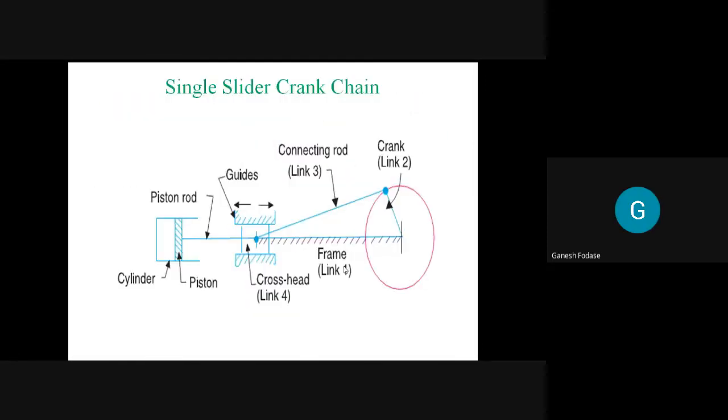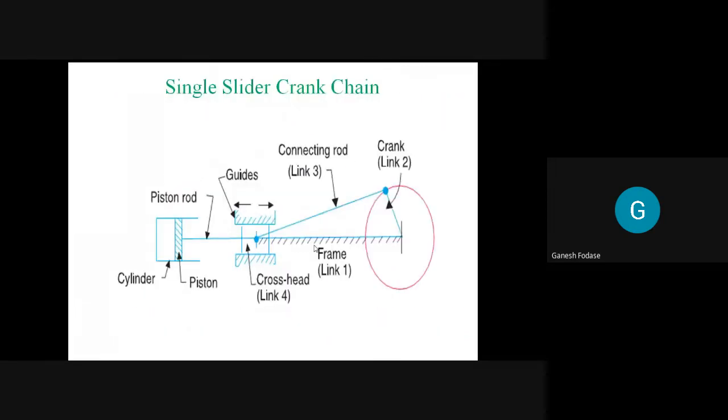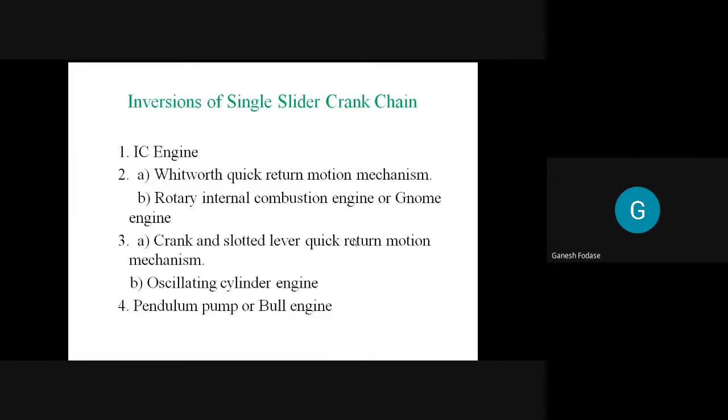So if you remember, in the last few lectures, we discussed inversions of the 4-bar chain and then inversions of the single slider. In single slider, we discussed 4 inversions, when different links are fixed in turn. Those inversions are the IC engine, then the second one is Whitworth, when link number 2 is fixed, and rotary engine. When 3 is fixed, then crank and slotted lever quick return mechanism and oscillating cylinder engine. And the last, pendulum pump or Bull engine, which we can also call a hand pump. These are the 4 inversions of the single slider crank chain we discussed in the previous sessions.